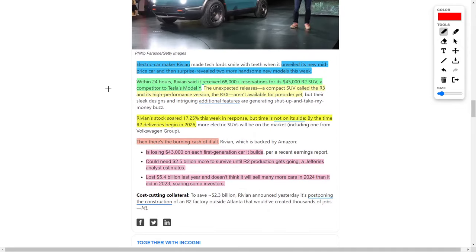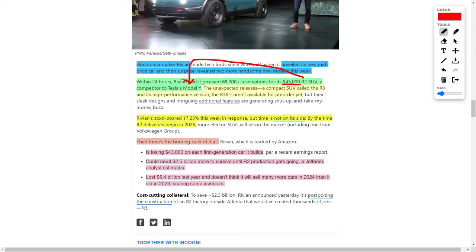RIVN is a newer startup electric vehicle company which recently unveiled their new mid-priced electric vehicle. However, they also surprised the market by revealing two more models this same week. Literally, within the last 24 hours, RIVN said they received over 68,000 reservations for their new R2 SUV. This vehicle is priced around $45,000 and it's set to compete directly with Tesla's Model Y.